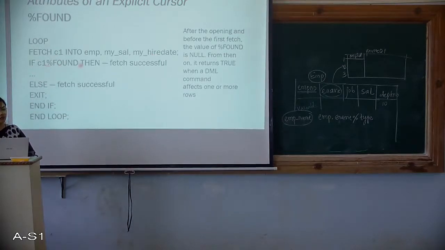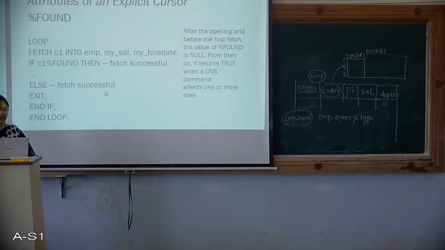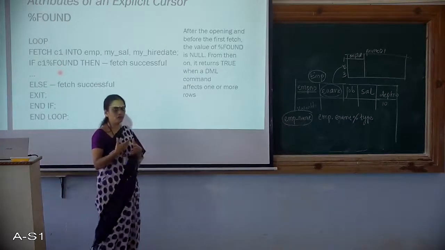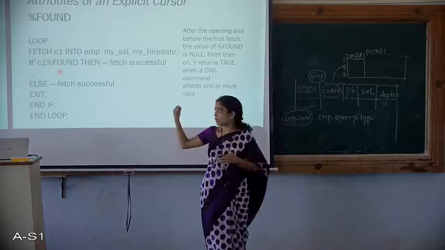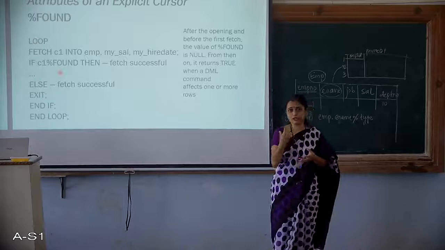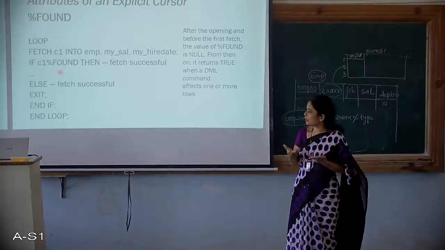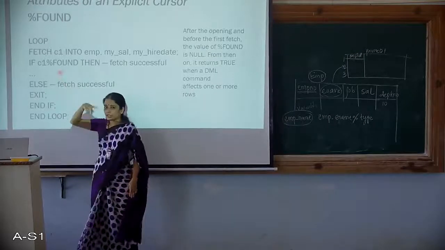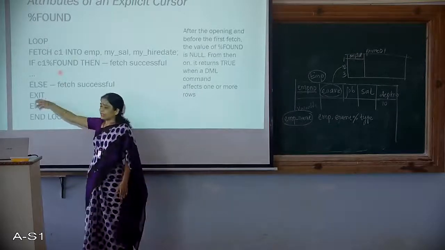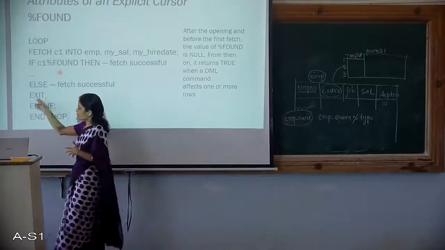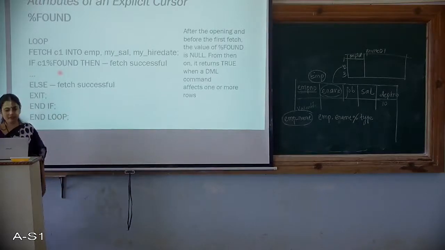There is another clause: if C1 found then fetch, else exit. Found is another attribute, which means the data is found according to whatever condition you are trying to fetch. If the data is found, then you will say found. Or else, if it is not found, there is another attribute opposite of it, not found, then you want to exit because you cannot fetch any more tuples. So you will exit.